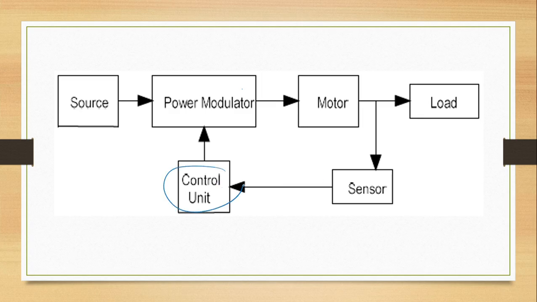and it is given to a control unit, and the control unit will regulate the semiconductor devices present in the power modulator. Obviously, your power modulator will consist of semiconductor devices, and the operation of the semiconductor devices, that is when the switching on and switching off should take place, the signals will be provided by the control unit. So you can control the speed of the motor by simply providing a feedback. So this is the block diagram of our electric drive.